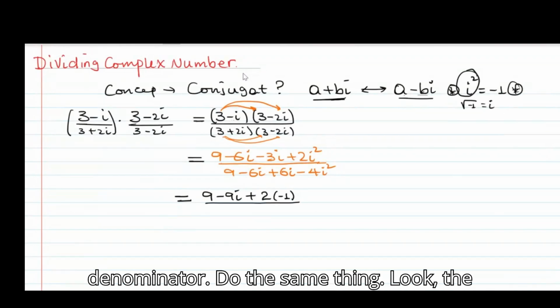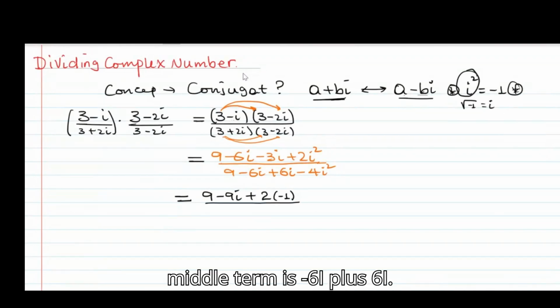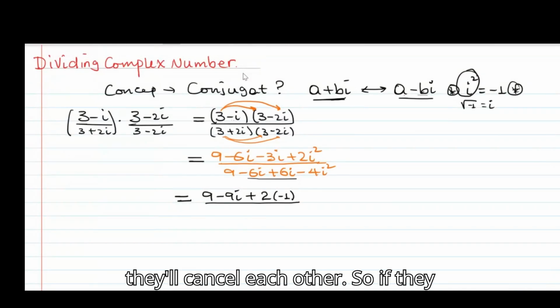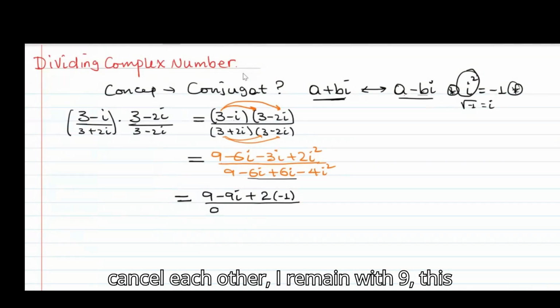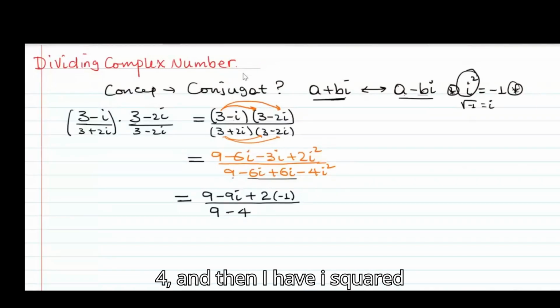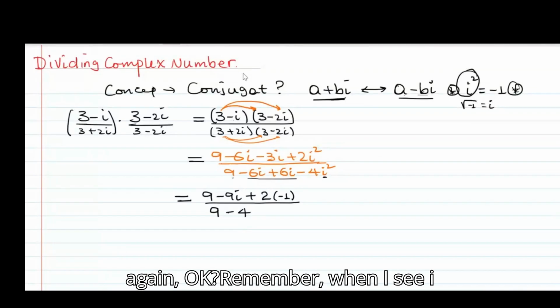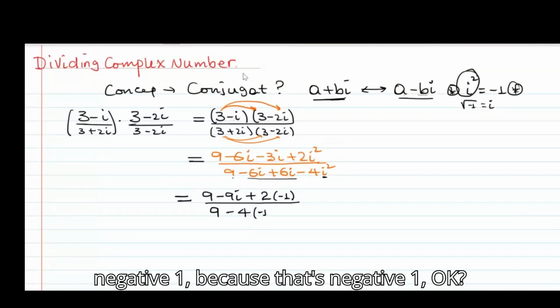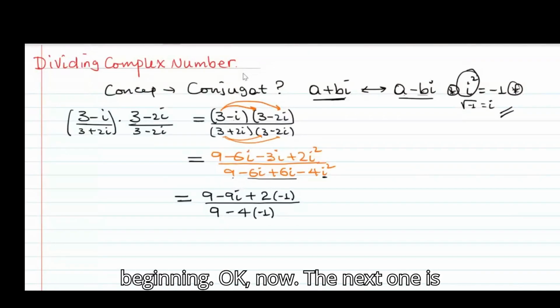Now I'm gonna go to the denominator. Do the same thing. Look, the middle term is minus 6i plus 6i. They are like terms but opposite sign. They'll cancel each other. So if they cancel each other, I remain with 9, this 9, right? And then negative 4, and then I have i squared again. I remember when I see i squared, I always have to plug in negative 1. That's why I gave you the rule at the beginning, okay?